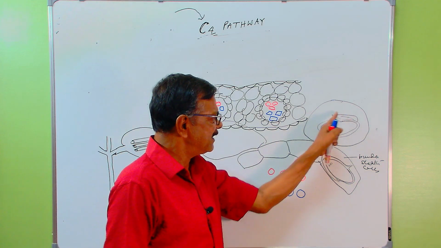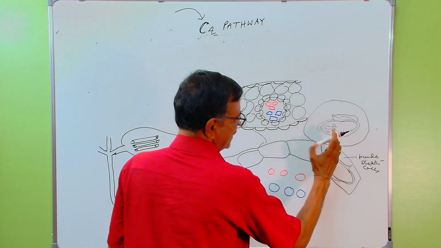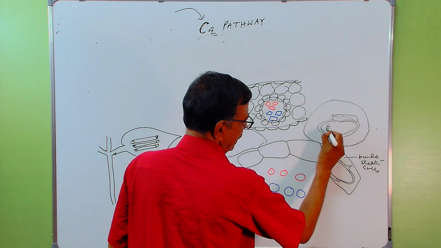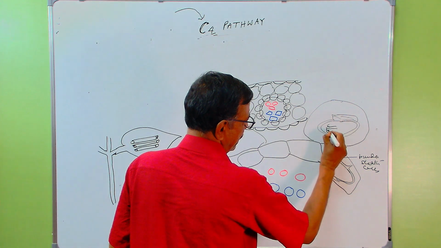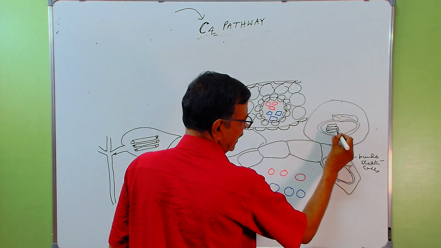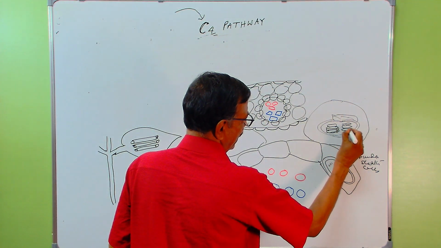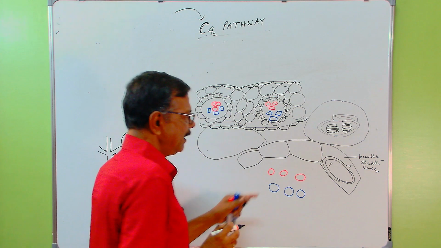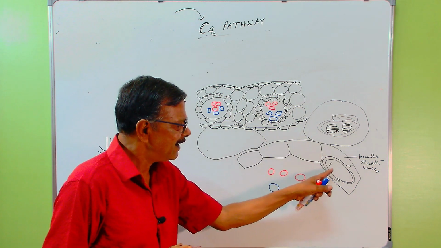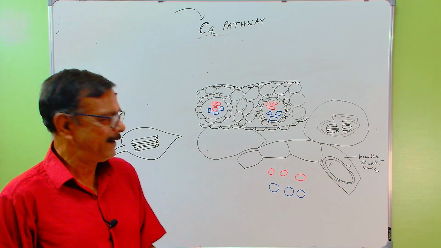On the other hand, these mesophyll cells have well developed grana. Grana with thylakoid. So these grana are well developed here, so the light reaction may take place. Here the dark reaction will be prevalent.